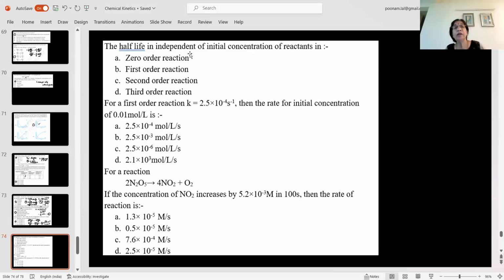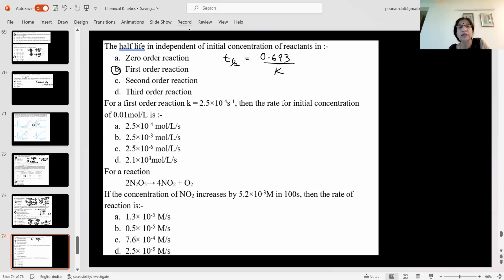Okay, half-life is independent of initial concentration of reactants in what type of reactions? Tell me. So half-life, what is T half? T half for a first order reaction is equal to 0.693 by K, right? The initial concentration does not appear in this T half formula. So the answer is first order. The half-life of a first order reaction is independent of the initial concentration of the reactants.